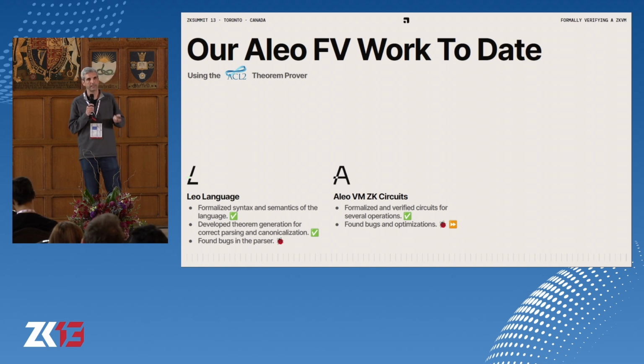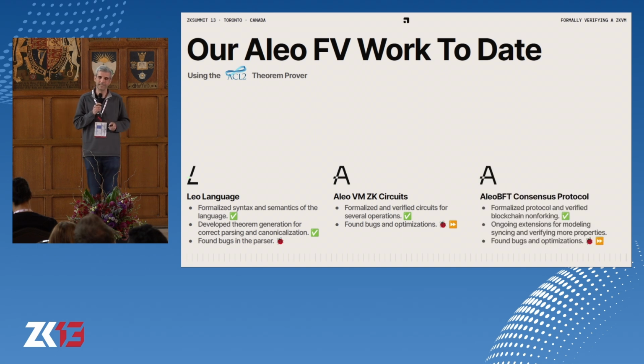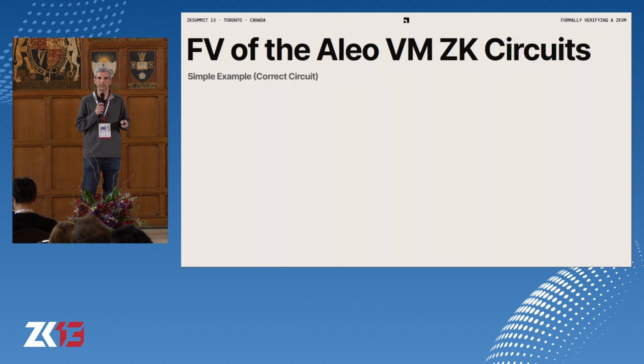So what we did is formalization and verification of a good number of the operations of the circuits in our blockchain that implement operations. And we did find both bugs and optimizations in the process. More recently, we worked on the consensus layer, the BFT, AleoBFT protocol. We formalized the protocol, verified the main property, which is blockchain non-forking, and we're extending it towards other properties. And we also found some bugs and some optimizations. So let me give you some details about the last two, the circuits and the BFT.